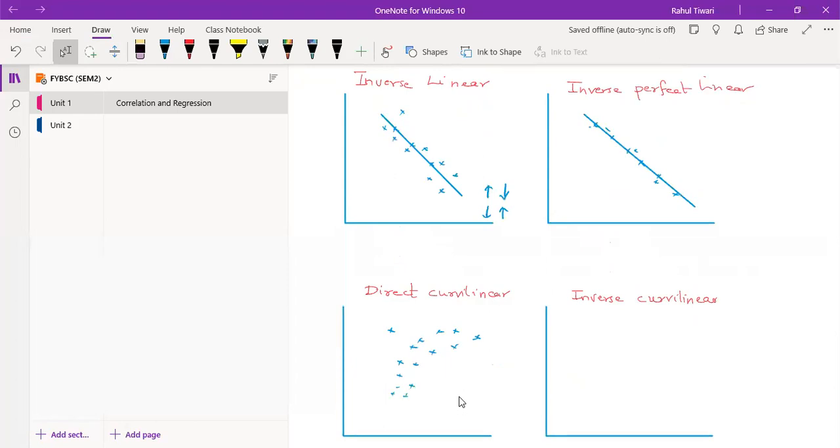So it can be like this. But it is the direct, meaning one is increasing, the other is also increasing. Similarly, inverse means this way. It will be like this. Okay.